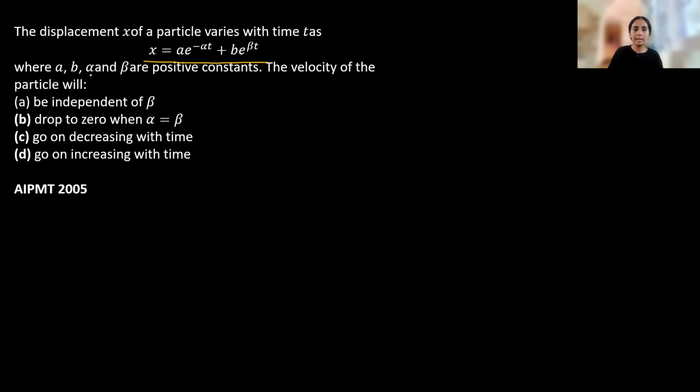Chalo. The displacement x of a particle varies with time t as this, where a, b, alpha and beta are positive constants. The velocity of the particle will be: independent of b, drops to 0 when alpha is equal to beta, goes on decreasing with time, goes on increasing with time. So first of all you find the velocity. So this is dx by dt.